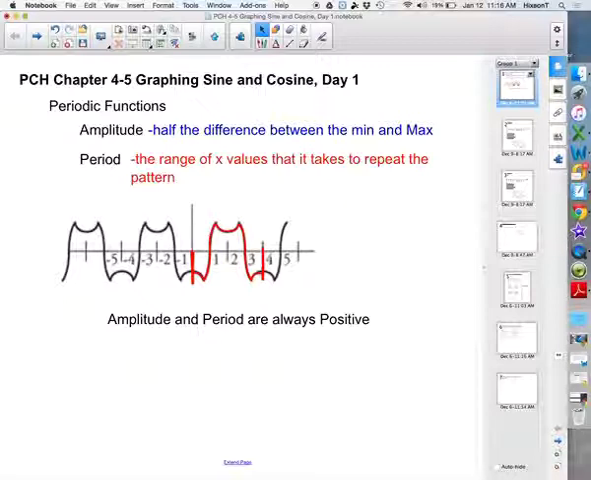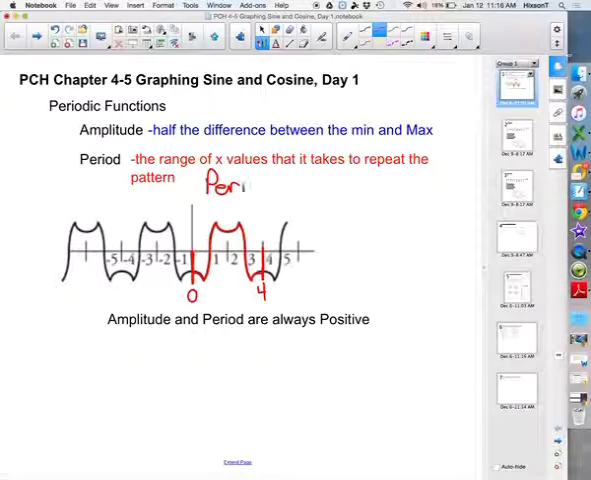Okay? There are two terms related here that we want to talk about. This is a period of the function, and the period is the range of x values that it takes to repeat the pattern. In other words, when we're talking about the period of the function, we're talking about a numerical value. Since it started at 0 and it ended at 4, we would say the period, which we'll use a capital P to represent, the period is 4 units. That's how long it takes to repeat this whole thing.